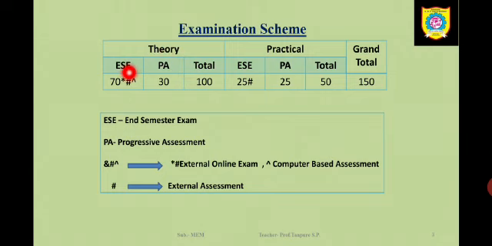Let's talk about the theory. There is an end semester examination of 70 marks and PA, that is a progressive assessment of 30 marks. So end semester examination is external online examination and its assessment is computer based. Means this subject is having external online examination of 70 marks and 30 marks for progressive assessment.